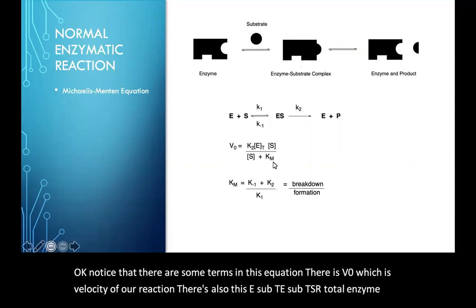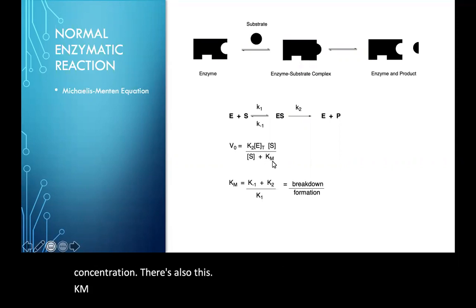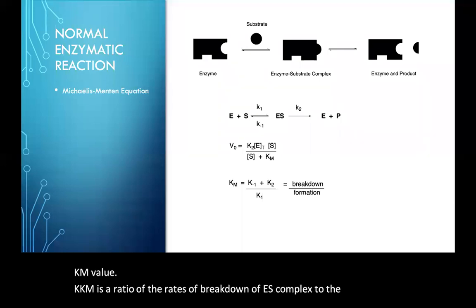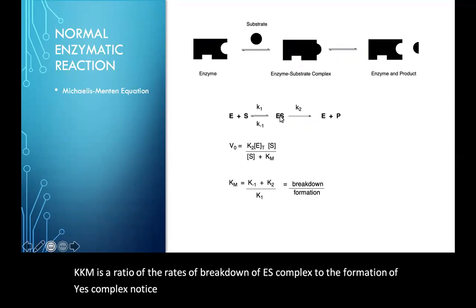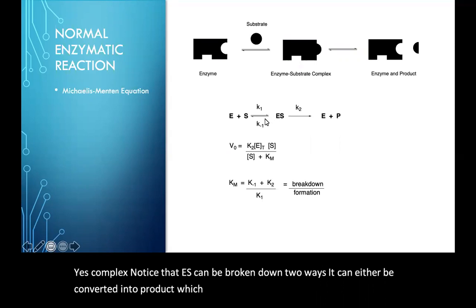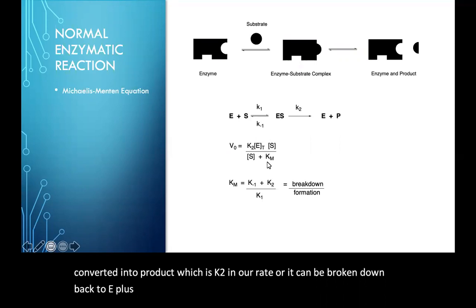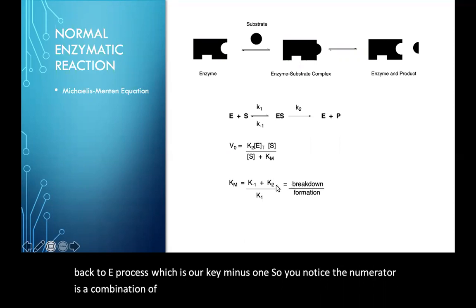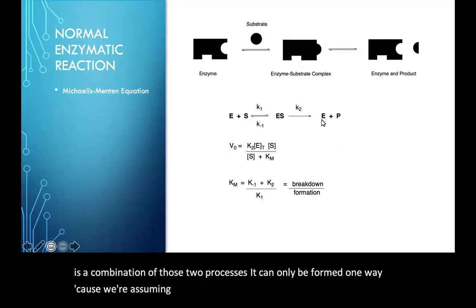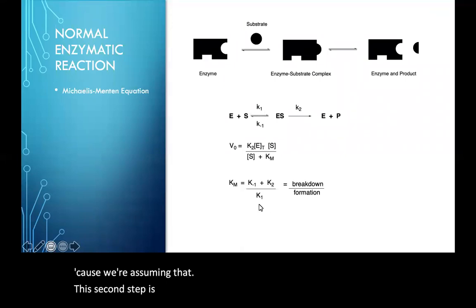There's also this Km value. Okay, Km is a ratio of the rates of breakdown of ES complex to the formation of ES complex. Notice that ES can be broken down two ways. It can either be converted into product, which is K2 in our rate, or it can be broken down back to E plus S, which is our K minus 1. So you notice the numerator is a combination of those two processes. It can only be formed one way because we're assuming that this second step is irreversible. So only K1 shows up in our denominator here.